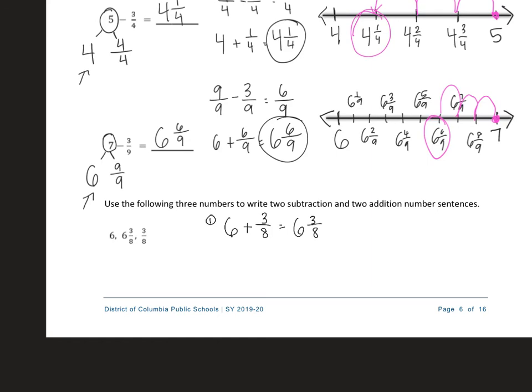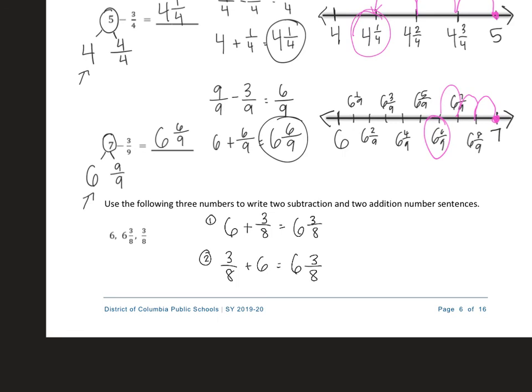Okay. Now I need to write another addition sentence. So this time I know that I can just flip the add-ins and it's still going to equal the same thing. So instead, I'm going to write 3/8 plus 6 equals 6 and 3/8. Right? And the answer is the same even though I flipped the add-ins. The add-ins are the 2 numbers that I'm adding together.